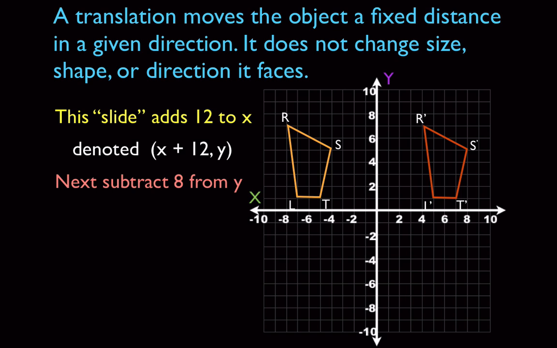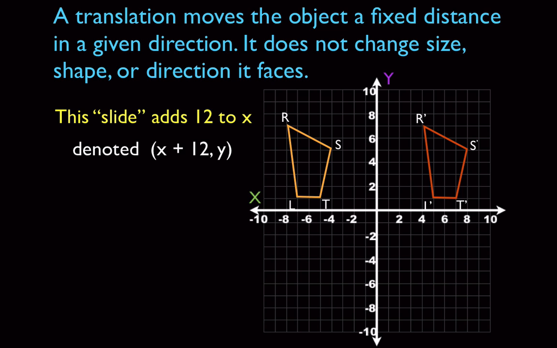The next thing we're going to do is sort of a two-step translation. You can go ahead and put both of them on your paper. If I were to do this two-step translation, usually you would go from one position to the next and then down to the third position. So in this case, I'm going to subtract 8 from y, which means I'm going to take that figure and move every one of those points down by 8.